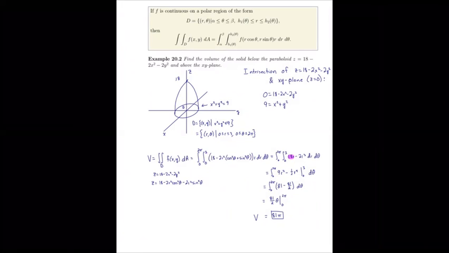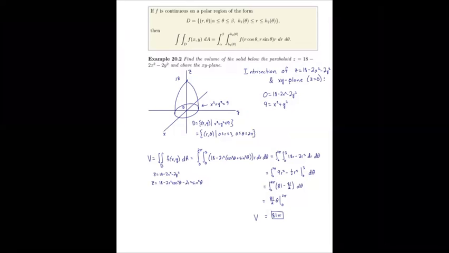Integrate with respect to r. That leaves us with 9r squared minus 1/2 r to the 4th, evaluated from 0 to 3. And that's going to give us 81 minus 81 over 2 d theta. We integrate with respect to theta, and we get theta, and that's from 0 to 2 pi. So it's 2 pi minus 0, all times 81 over 2, and that leaves us with 81 pi.